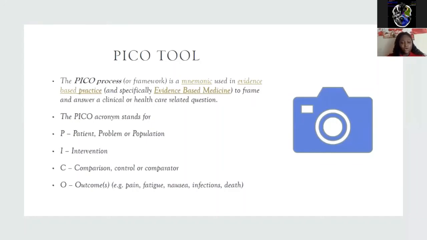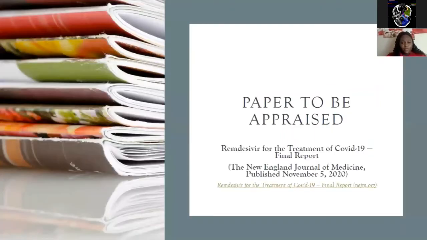Then comparison, control or comparator, that will come into what was the outcome in the use of Remdesivir in the treatment of COVID-19 from this paper. Then the outcome: did it lead to death, sickness, and reduced mortality and morbidity? So the paper to be appraised, and the topic is Remdesivir for the treatment of COVID-19. And yeah, the final report. It was published in the New England Journal of Medicine, November 5, 2020.